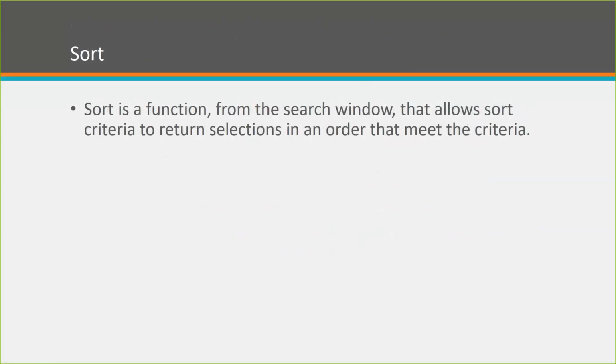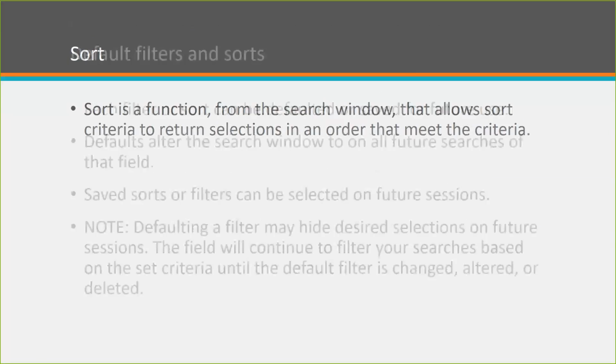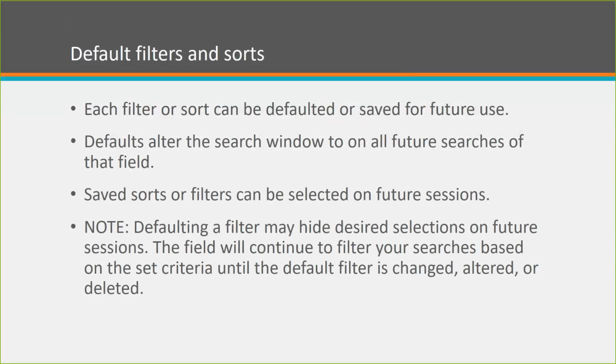If we do a sort, that will organize our list in whatever order our criteria is set up to be. And each one of these filters and sorts can be set to save or defaulted for future use. Defaults alter the search window on all future searches of that field that it's set to. And save sorts and filters can be selected on future sessions, but it's not automatically set that way.